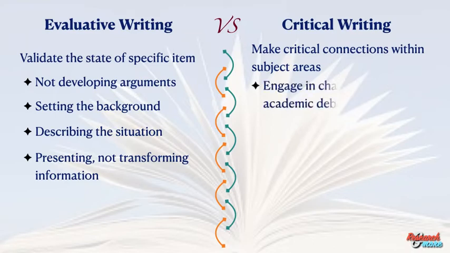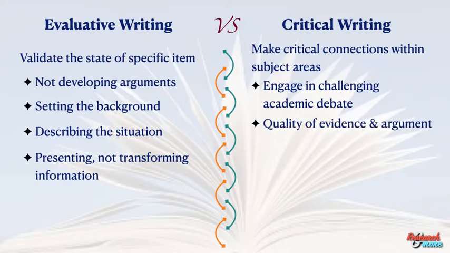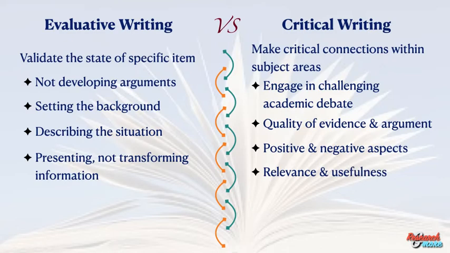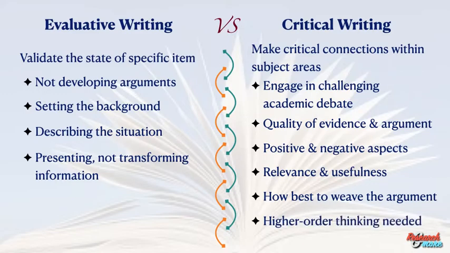With critical writing, we are engaging in a challenging academic debate. We need to consider the evidence and arguments of others and to contribute our own. We achieve this by considering the quality of the evidence and arguments we have read. We identify key positive and negative aspects to comment upon. We assess their relevance and usefulness to the debate that we are engaging in. And we identify how best they can be woven into the arguments that we are developing. As you can see, a much higher order of thinking is clearly needed for critical writing than for evaluative writing.